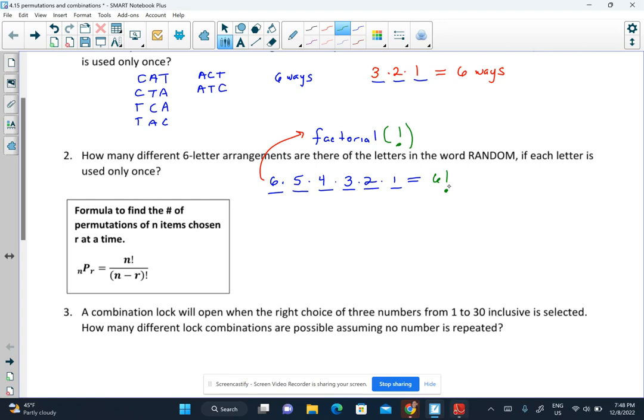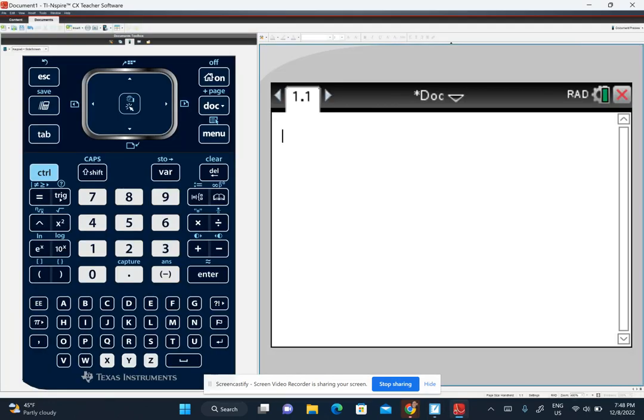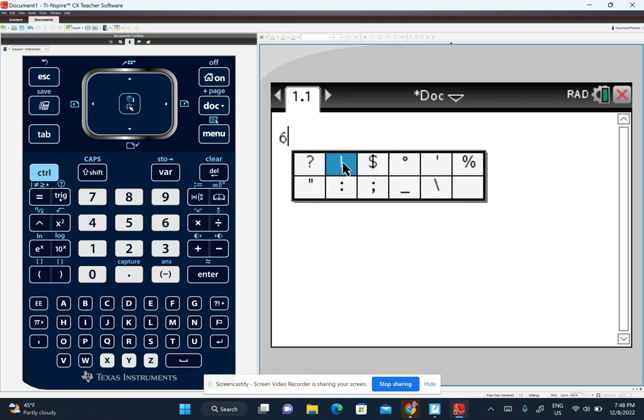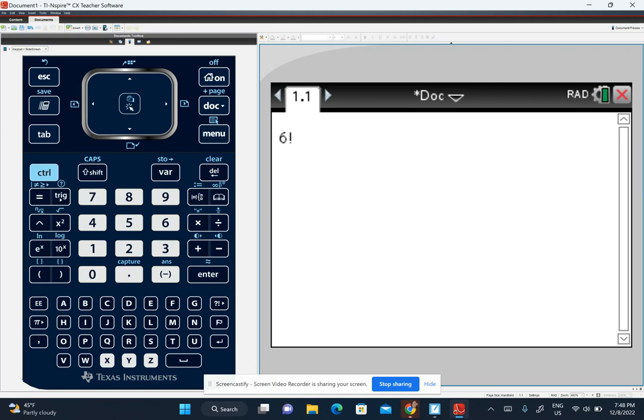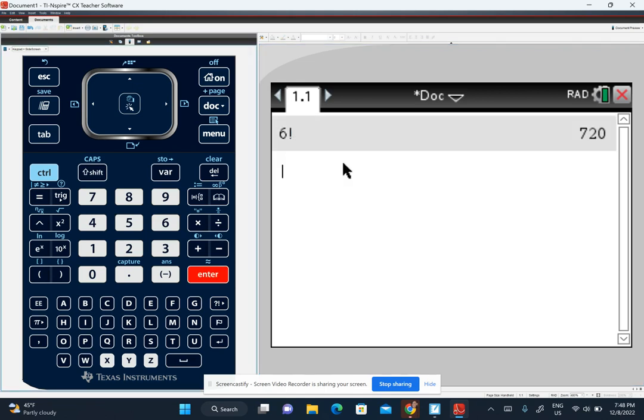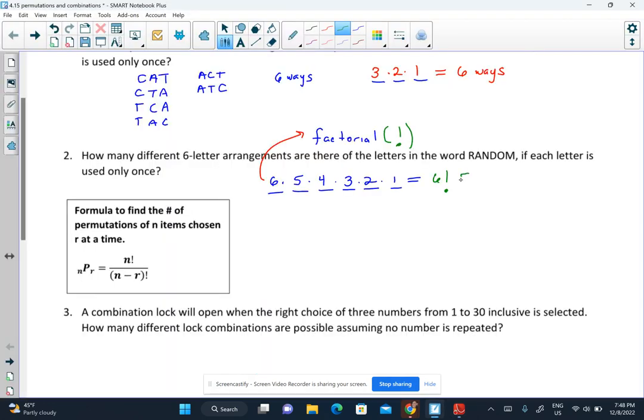And if you go into your graphing calculator, we can actually type that in. So we have the number 6. And if you look on the same line as A, B, C, D, E, F, G to the far right, click on it, and the second column is that symbol. And notice that's 720, and that saves a lot of time. So this is 720 ways.